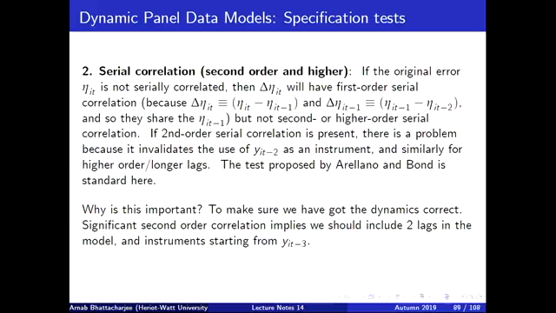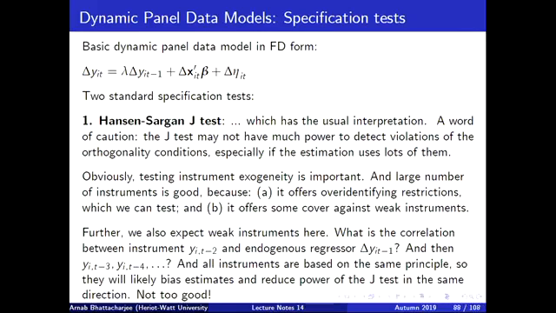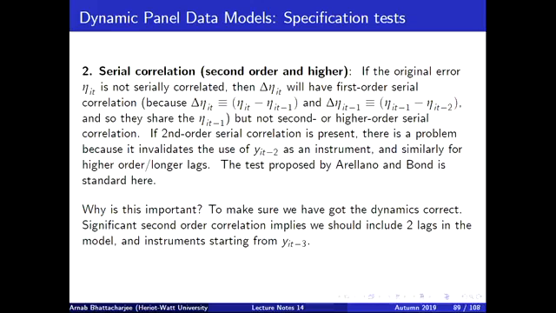Serial correlation, right, why do we care? Well, there's going to be first order serial correlation here, right? But under the assumptions of the model, there should not be second order serial correlation and onwards, right? So you test for second order serial correlation. Here, the standard test is the one by Arellano-Bond. Okay? So if second order serial correlation is present, it is a problem because that will invalidate the use of Y(i,t-2) as an instrument. Okay? So that's very important.